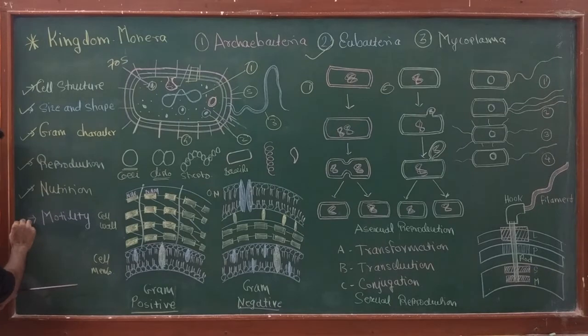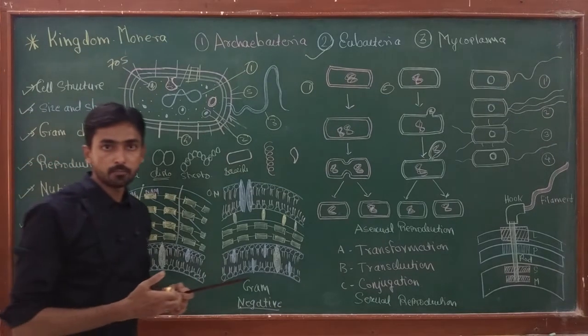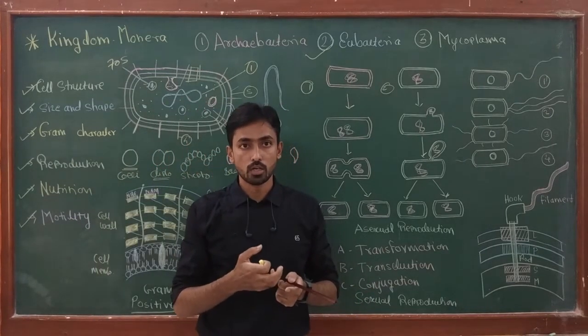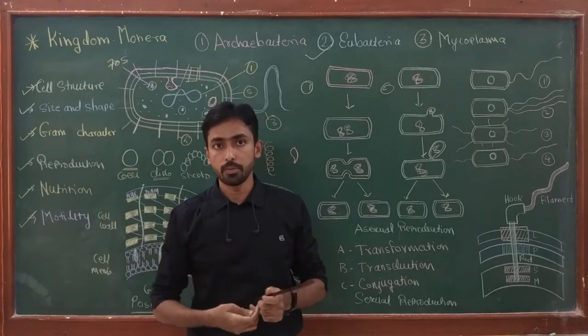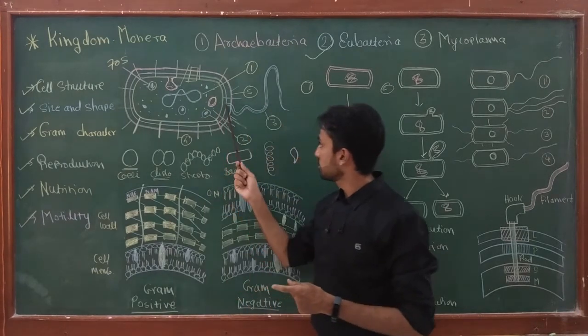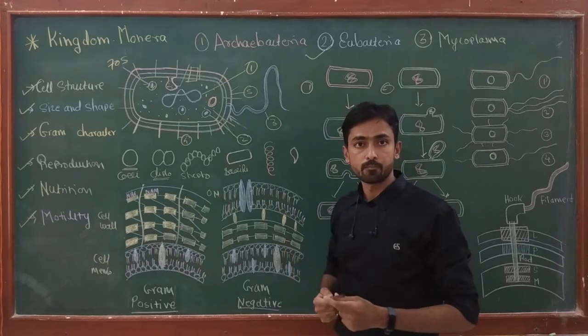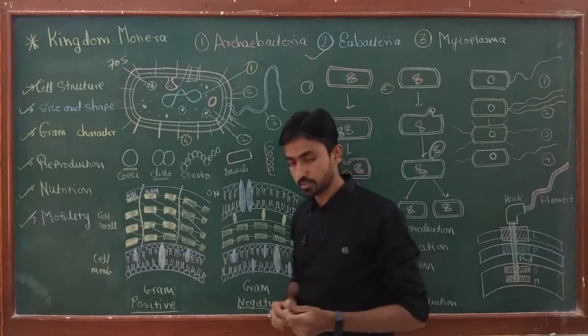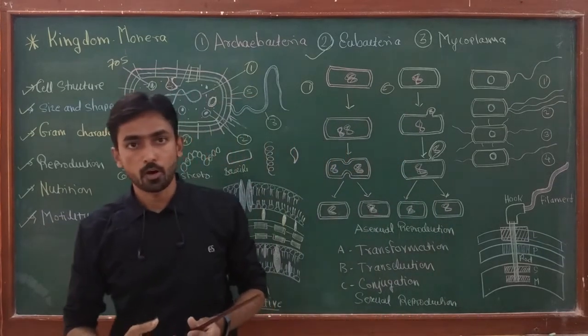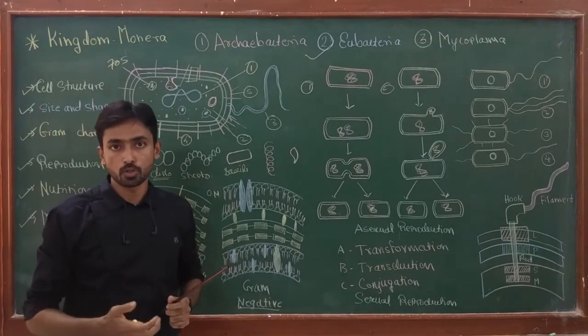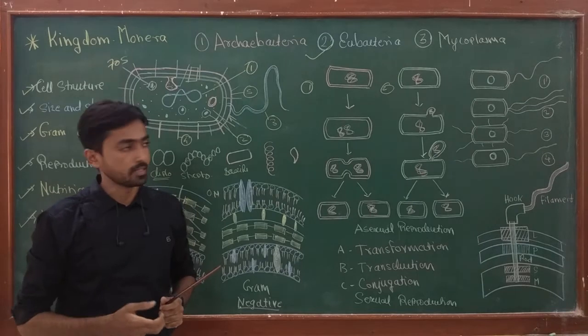Now the last point is motility. Some bacteria show the ability to change position, that means they have the ability to show movement, and this happens because they have hair-like structures called flagella. Flagella is the organ which is attached to the cell wall of the bacteria, and that flagella helps in the locomotion or the movement of the bacteria.